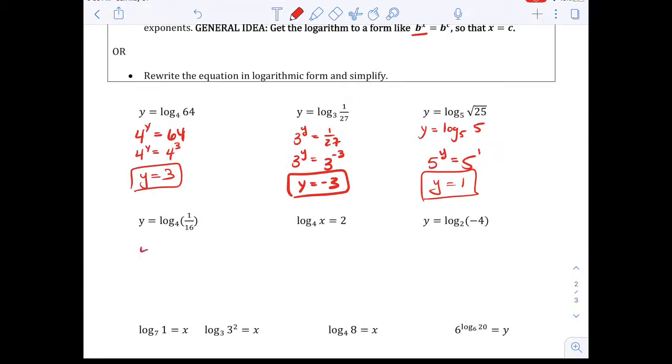Next one, 4 to the power of y is equal to 1 over 16. Well, 16 is on the bottom. 4 squared is 16. So since it's on the bottom, it's got to be negative 2. y is equal to negative 2.